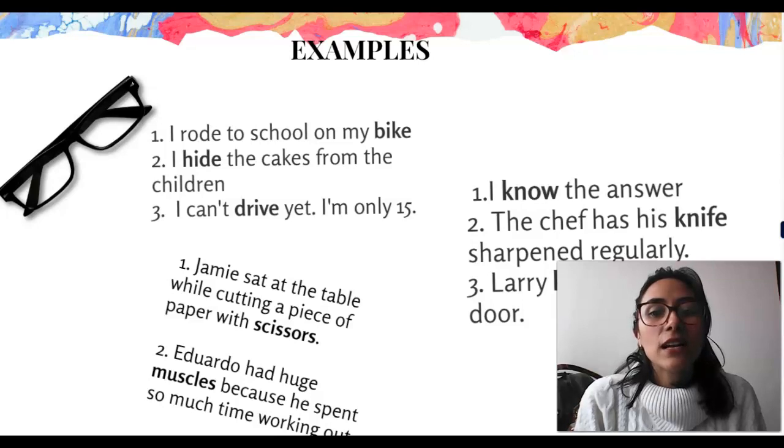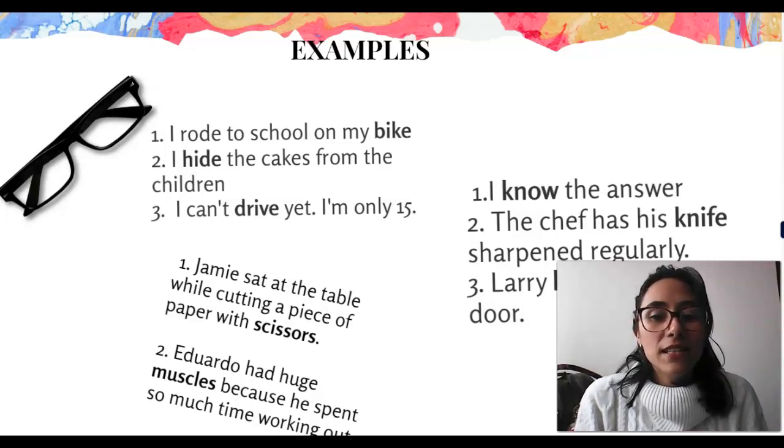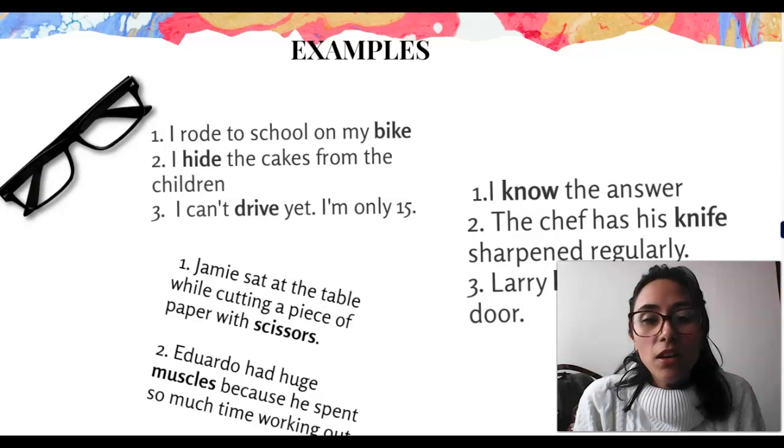Look at the second example. The chef has his knife sharpened regularly. Look at the word knife. We don't say the K. And look at the last one: Larry knocked on the door. You know, knock, knock, knock on the door. So it's the same rule. At the beginning of the word, if you have a K and an N, we have the same rule. You don't pronounce the K.